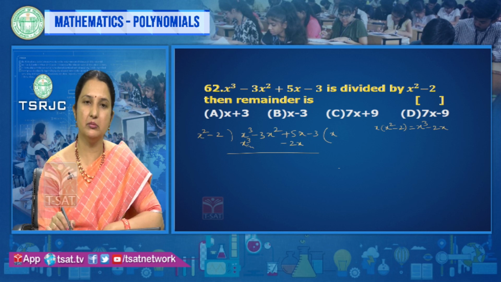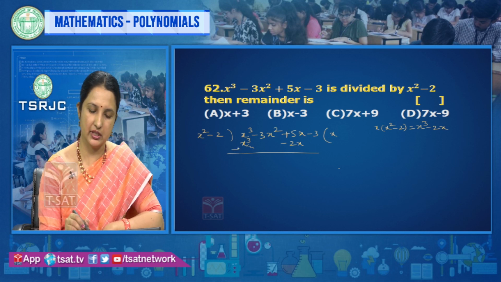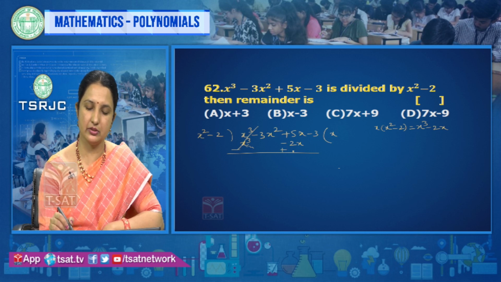అంటే x term down లోనే x term రాసుకోవాలన్నమాట. Minus and change the symbol. When you subtract, you should change the symbol. Then what is left over? Minus 3x square plus 5x plus 2x. What will we get? Plus 7x, and minus 3.